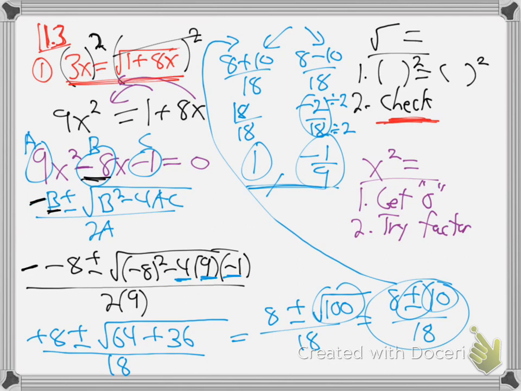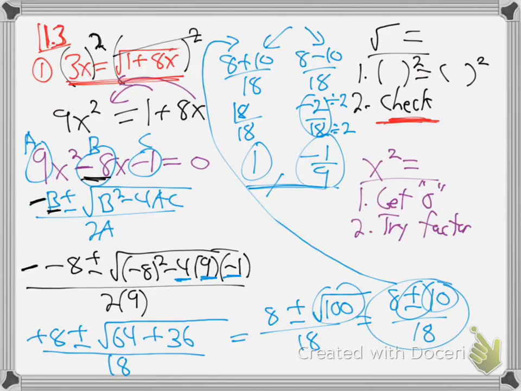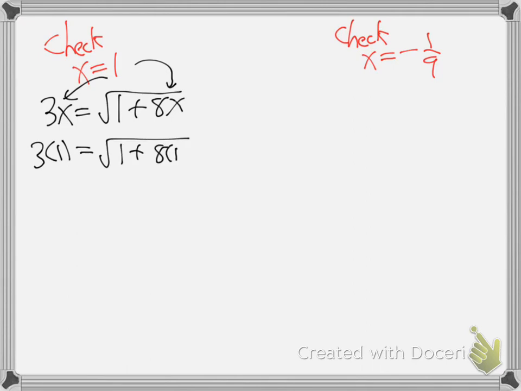So 3x, let's write it out here, 3x equals the square root of 1 plus 8x. Plug in the 1, so 3 times 1, square root of 1 plus 8 times 1, that's 3. This is square root of 9, that's true, 3 equals 3. So that one's a keeper.